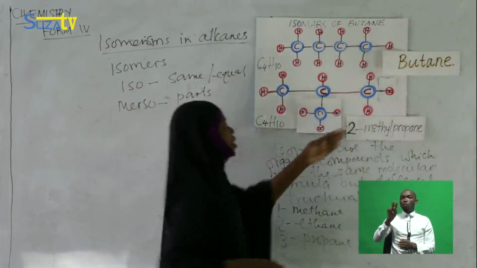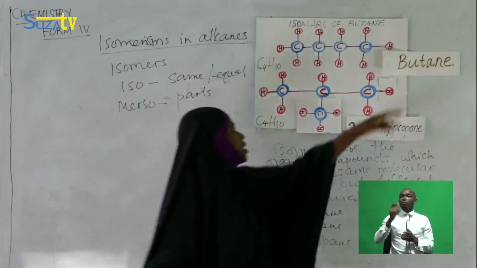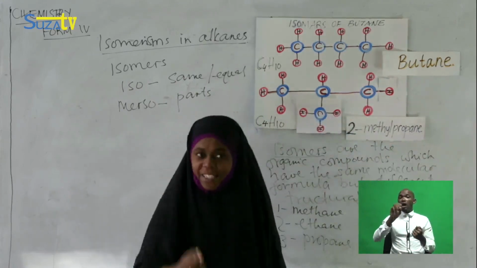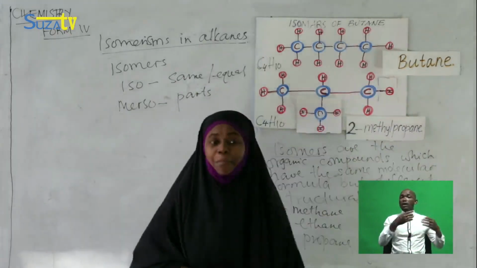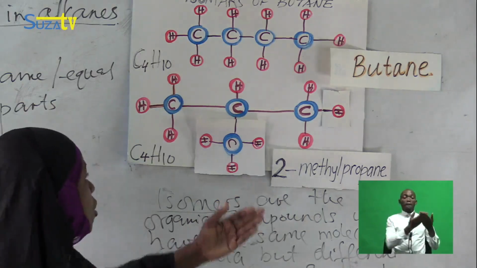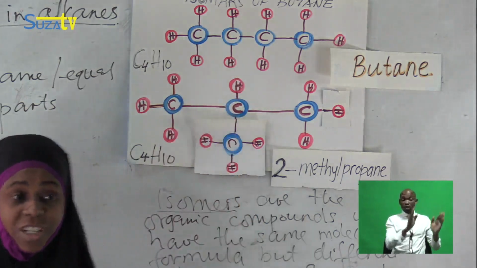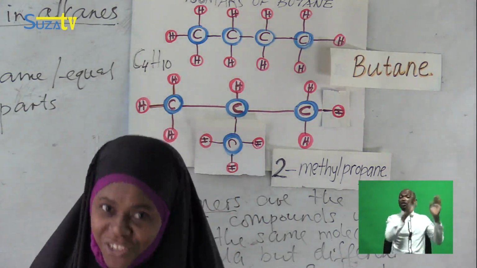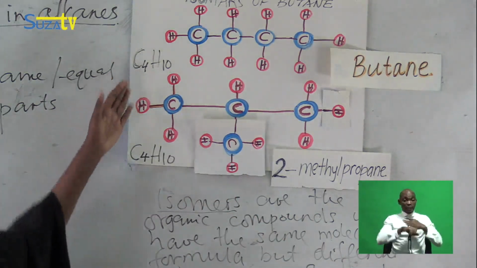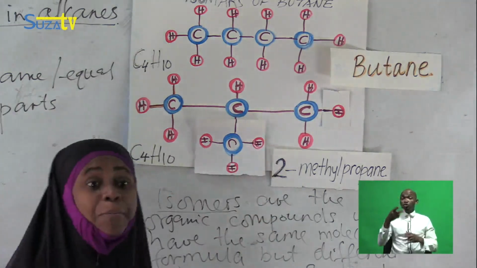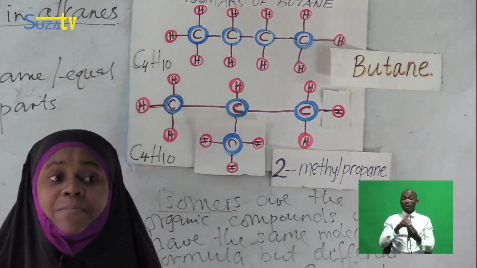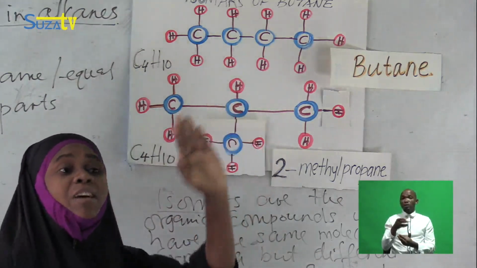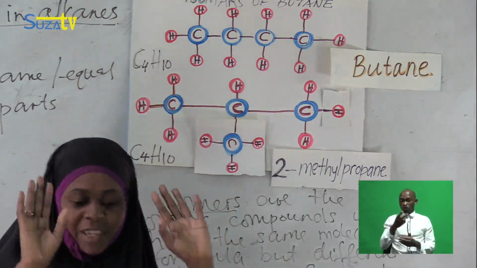Therefore, 2-methylpropane and butane are the 2 possible isomers of the compound butane, because these 2 structures are arranged differently. That is, they have different structures. But in terms of molecular formula, these 2 compounds contain the same number of atoms. Therefore, we conclude that these 2 are isomers of each other. Thank you very much, my dear.